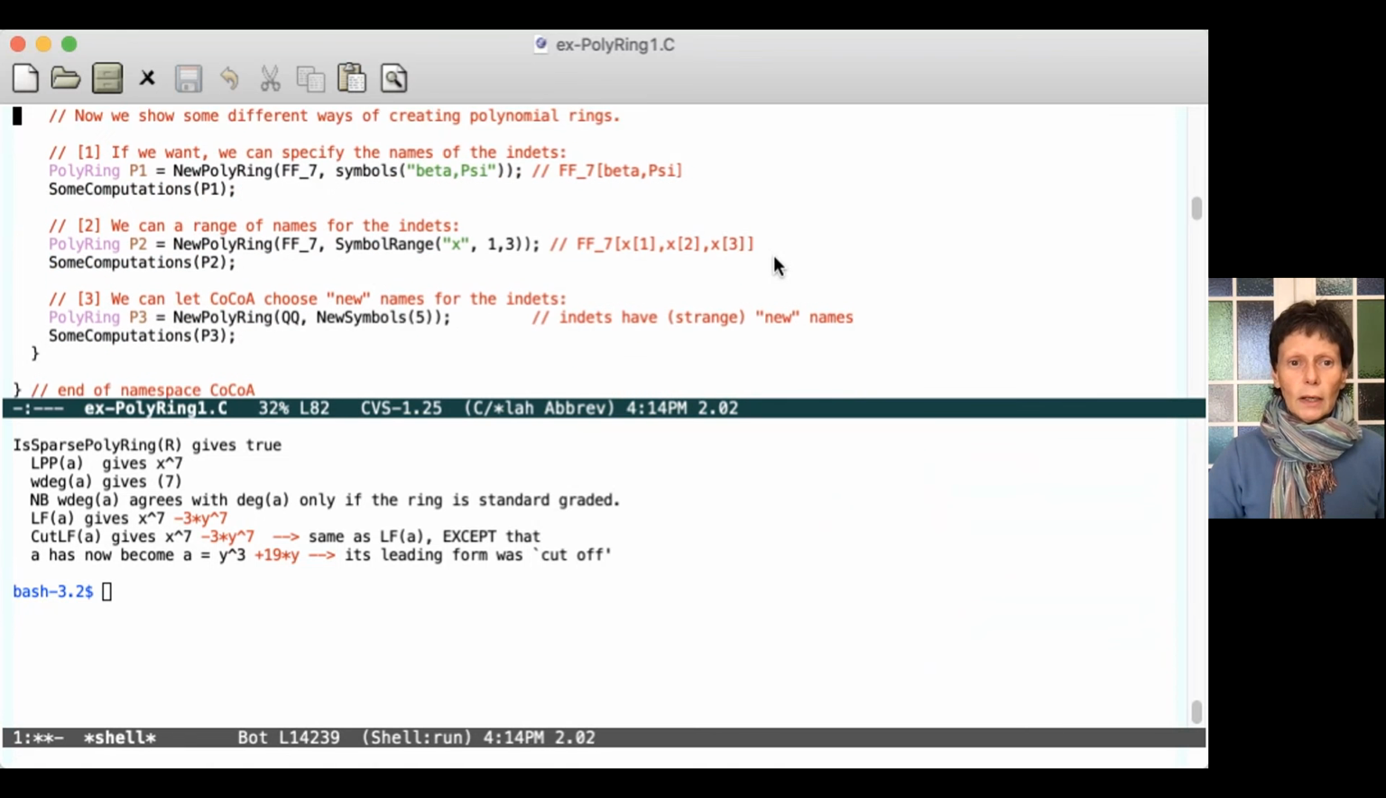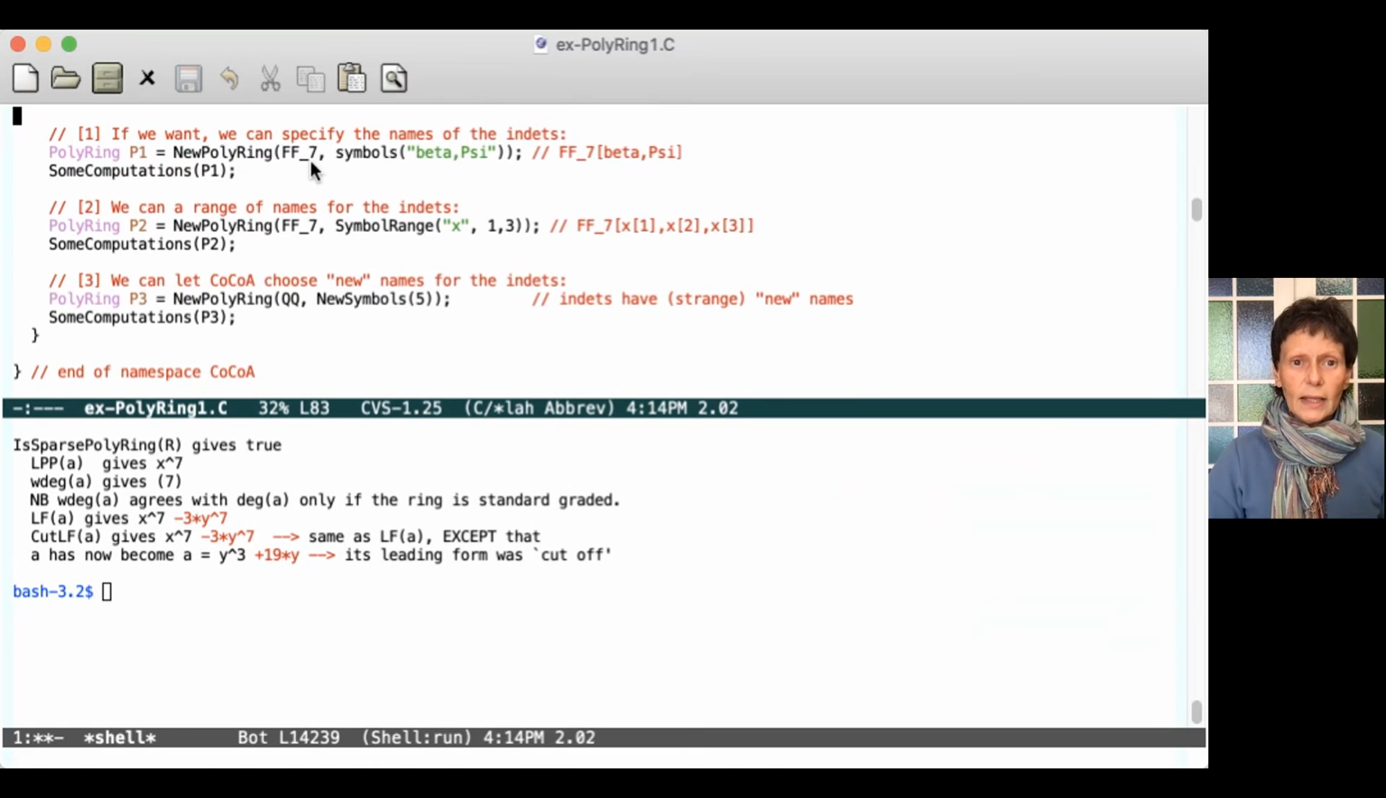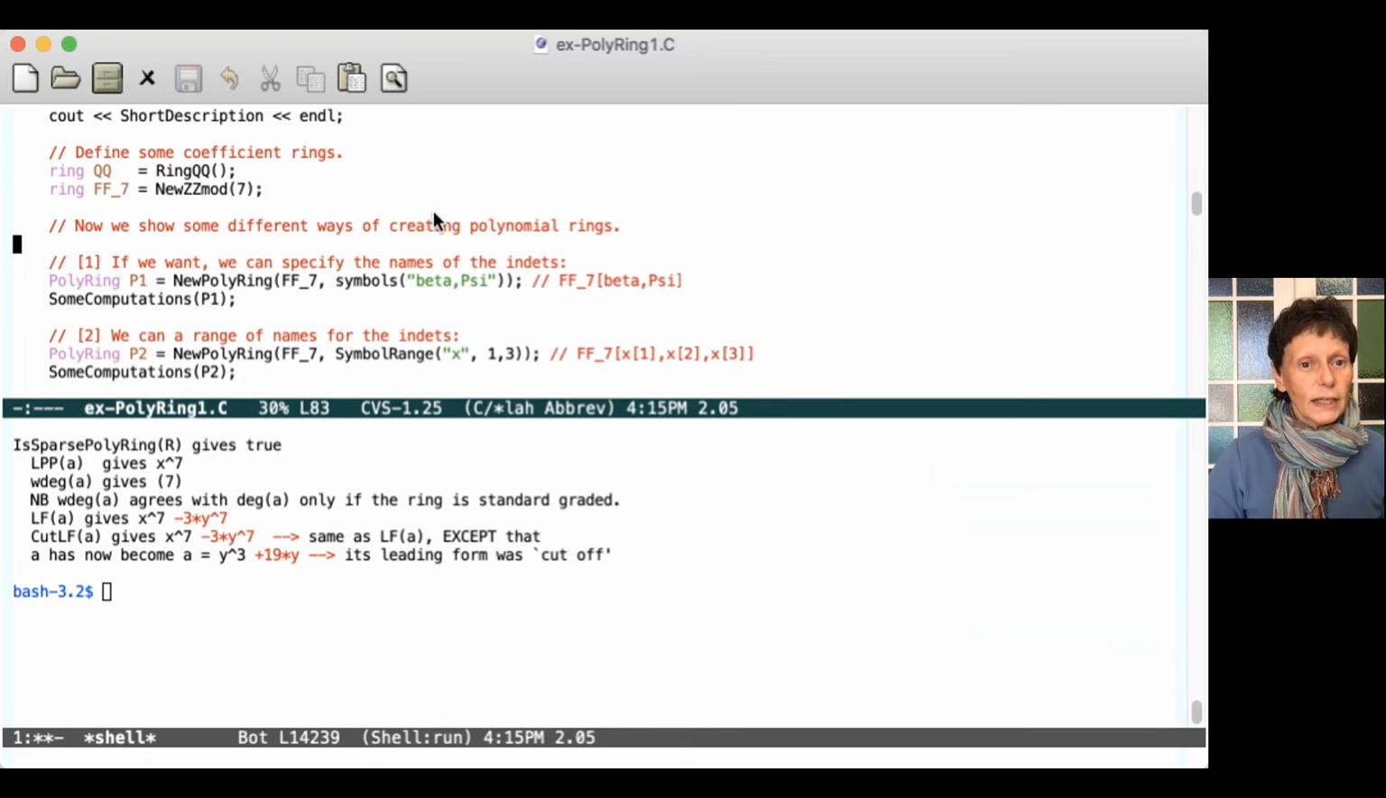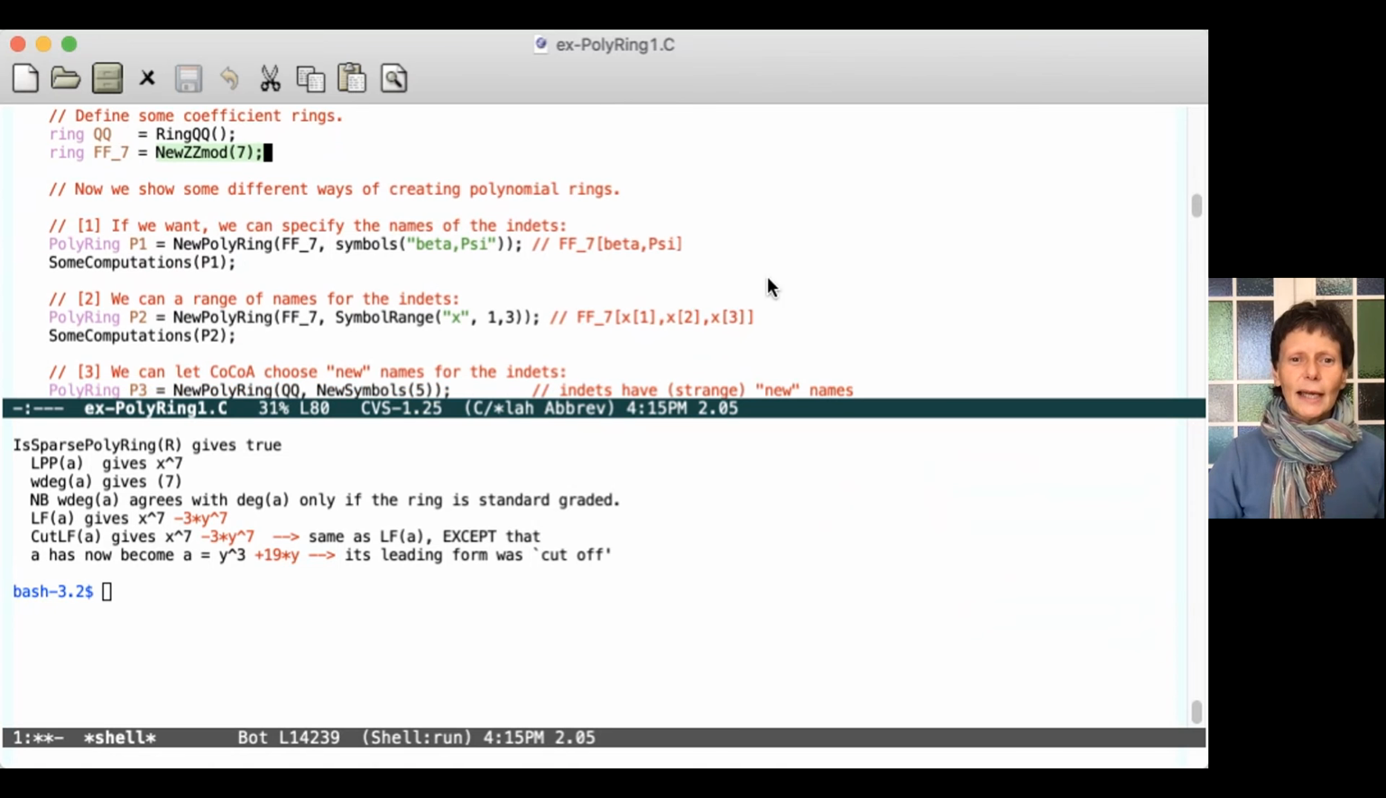And I show you it creates FF7. Maybe it is defined up here. Okay, FF7 is ZZ modulo 7. And QQ, we define it as ring QQ. So the first polynomial ring is F7 with symbols, the variable names. Remember, the symbols are the names, the strings. We can do whatever we want, almost whatever we want. So beta and psi with a capital or lowercase looks pretty horrible, but one might like to do that.